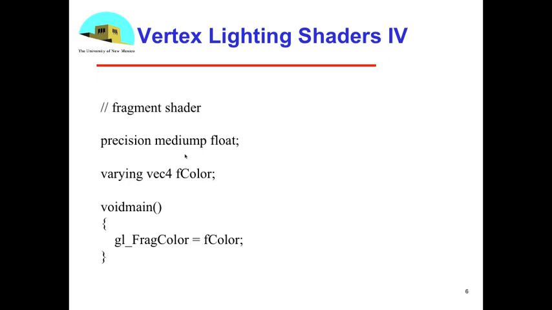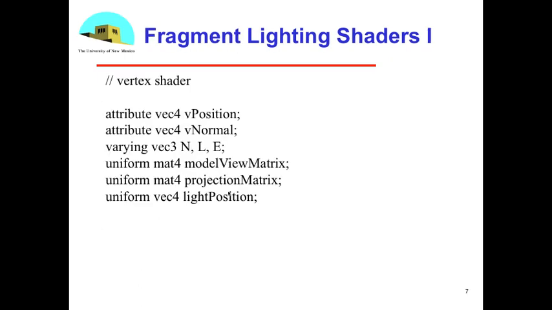Now, how do things change if I want to do the calculation as a Phong shader instead of a Gouraud shader, by doing the calculation of the lighting at every single fragment? Well, it's almost the same. What I do is I'm going to send pretty much the same information over to the vertex shader. So you see the position, the normal, the model view matrix, the projection matrix, light position, all being sent over.